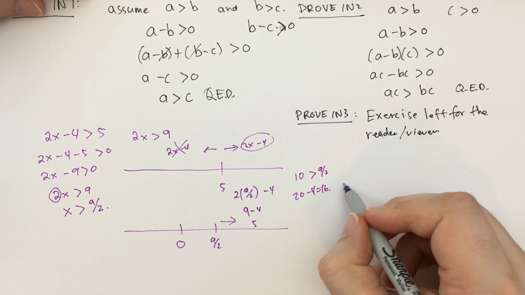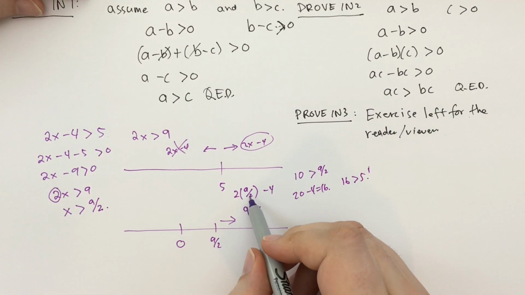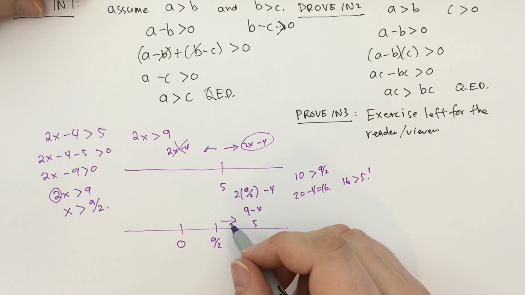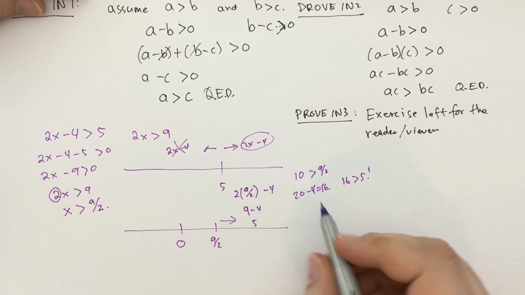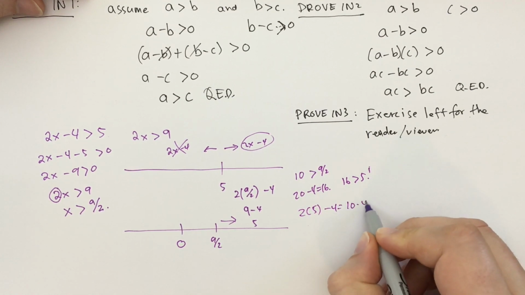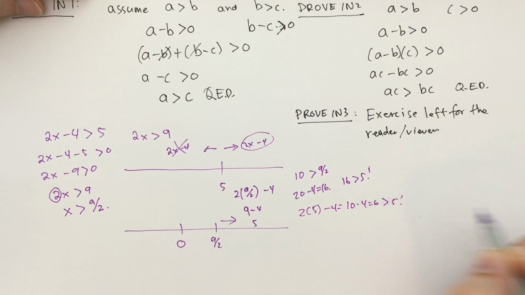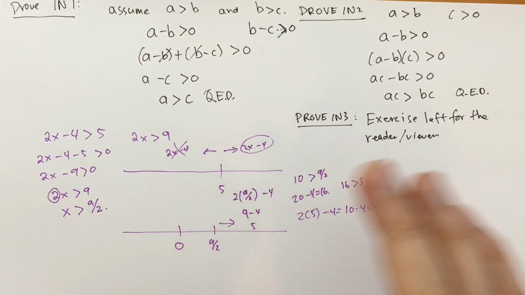16 is definitely bigger than 5, right? Let's pick something slightly bigger than 9/2. So 9/2, that's a little bit more than 4. It's 4.5, right? So let's pick 5. So we have 2 times 5 minus 4. Well, that's just 10 minus 4, which equals 6. That is definitely bigger than 5 as well. So all these numbers work over there, right? And you can play that game for a long time if you want to.